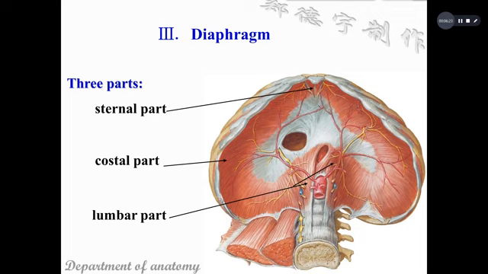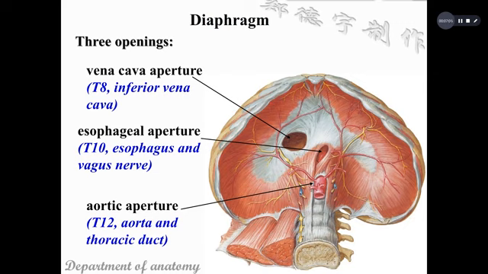According to its origin, the diaphragm is divided into three parts. It originates from the surrounding region and inserts into the central tendon. The part starting from the posterior or inner surface of the sternum is named the sternal part. The part originating from the lumbar region is named the lumbar part. The others originate from the inner surface of the ribs and are named the costal part.